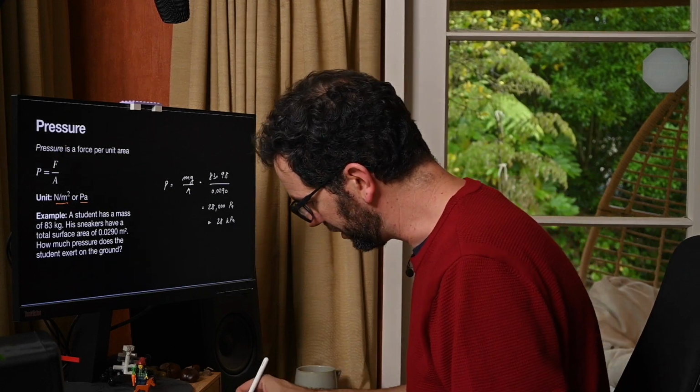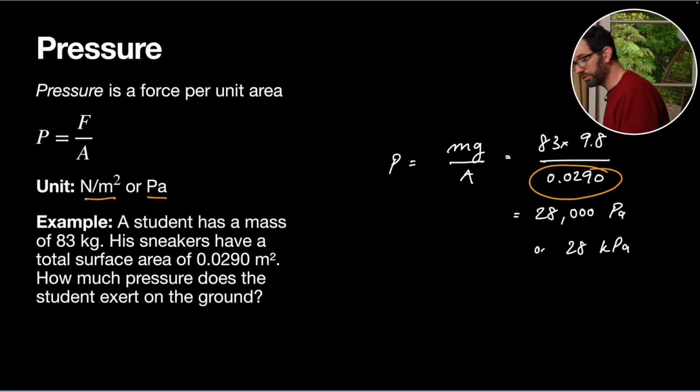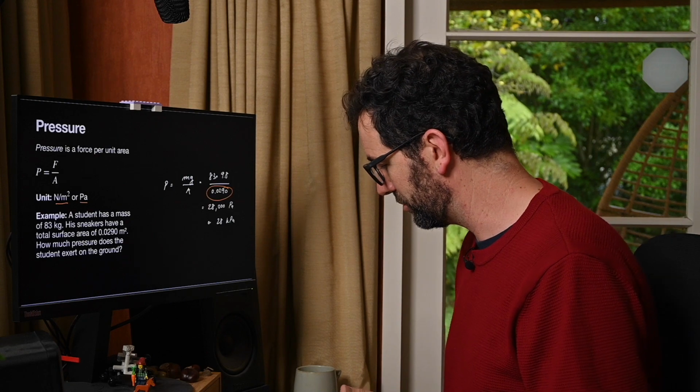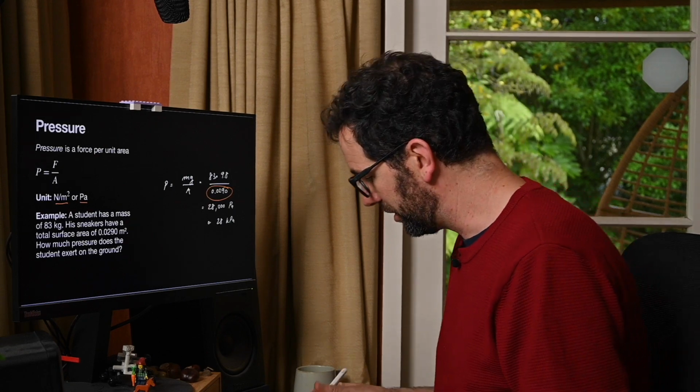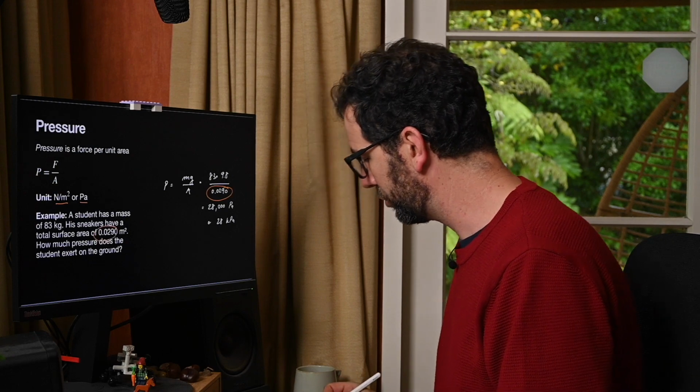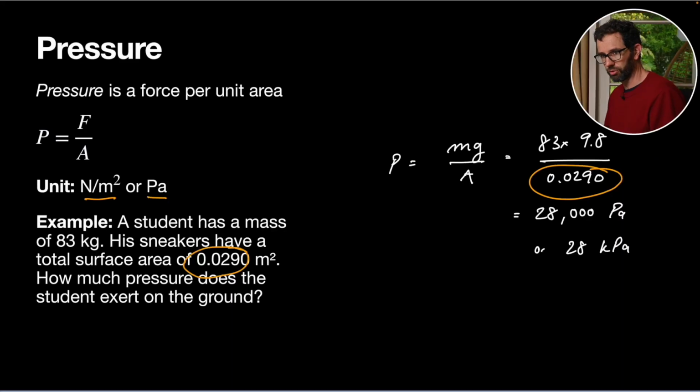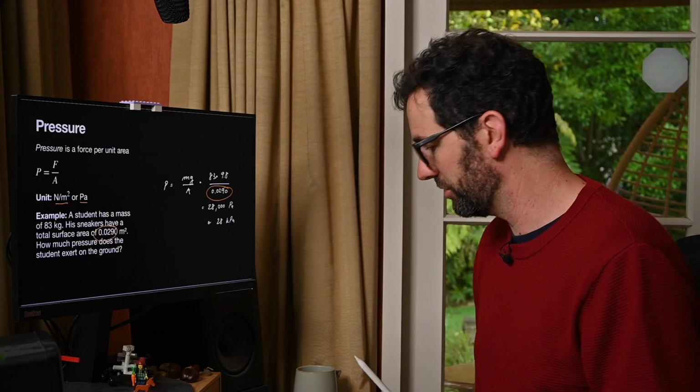And you can see that because the area is on the bottom, if we make the area smaller, like imagine that the student was wearing stilettos instead of sneakers, this area is going to become a much smaller number, which means the pressure is going to be much higher because it's the whole weight force coming through a small stiletto. You'd rather be stood on by the student wearing the sneakers than the student wearing a pair of stilettos through the heel.